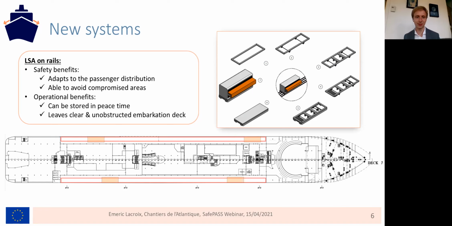This allows you to actually adapt the LSA distribution to the passenger distribution. So for example, if you have a certain problem and you have to gather people more aft in the ship, for example, you have a fire in the front section of the ship in the main theater. So the concentration of people will be more aft in the ship, and you can actually move the LSA to that location. It also allows you to avoid some compromised areas. So if you have fire, you can actually move the LSA away from the fire instead of having it burn with the fire. This sort of gives you a certain redundancy.